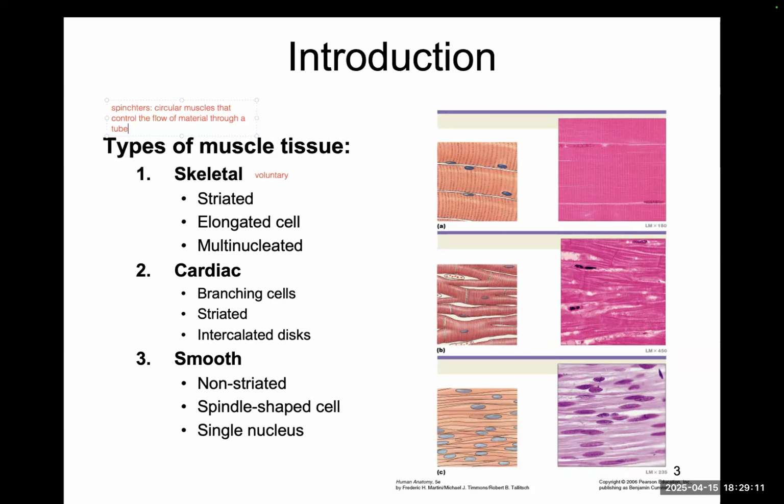And these sphincters are not connected to your bone. So an example of a skeletal muscle which is not connected to your bone would be your anus. You have an external anal sphincter that you can contract, and it's voluntary. And then you also have an internal anal sphincter that's made out of smooth muscle that's involuntary.